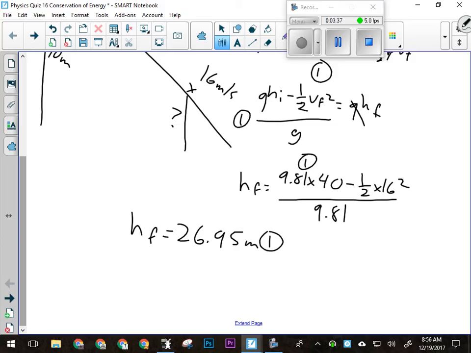Let them see it. Double check your name is on it and put it on this desk right here.